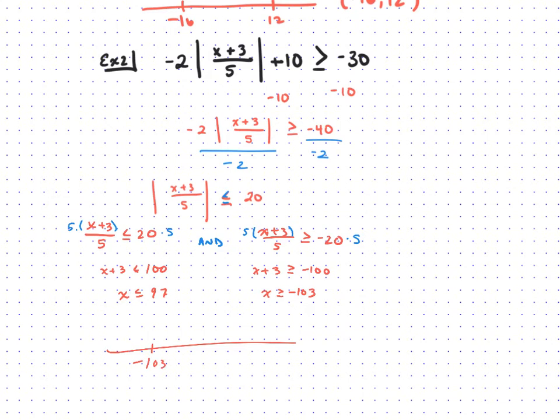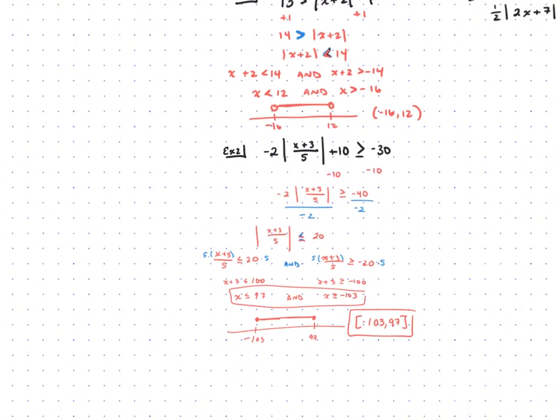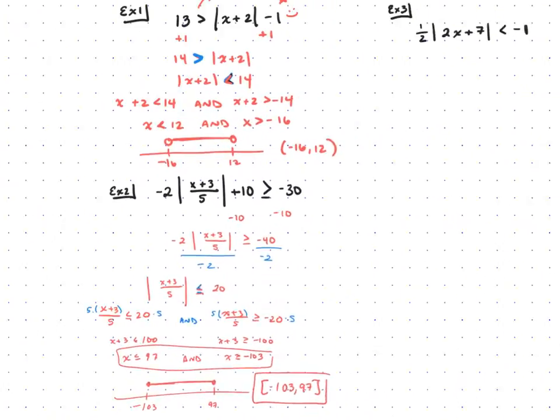So this is inclusive. I have greater than or equal to, so that's a closed circle. 97, less than 97, greater than -103, so that's going to be between. So my answer is going to be from -103 to 97 inclusive. Now all of these three things represent the answer: this one, just as long as the word and is in between, the number line, and the interval notation. These problems are fun. You do them the same every time. It's fun to do the number lines.